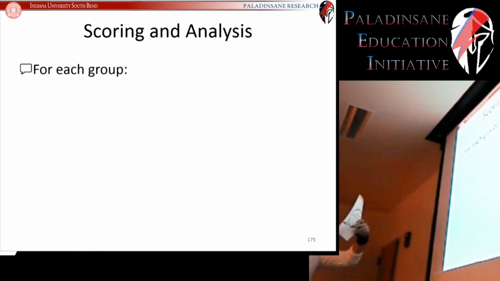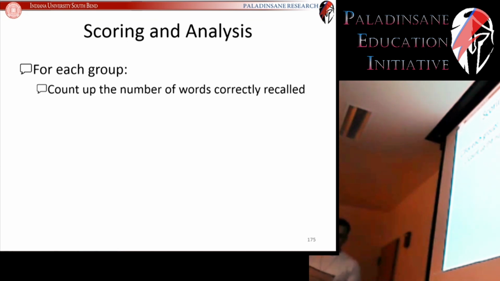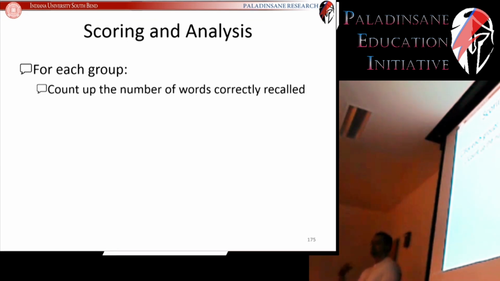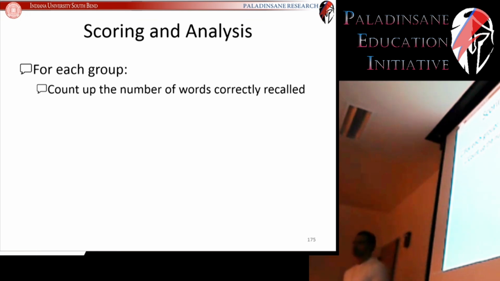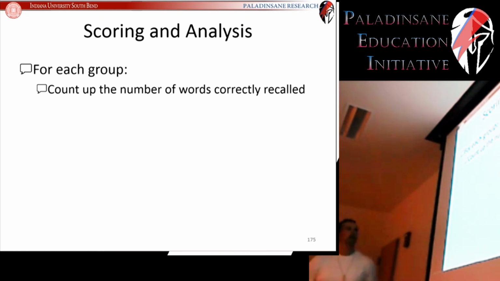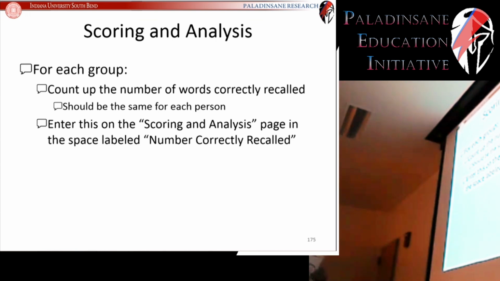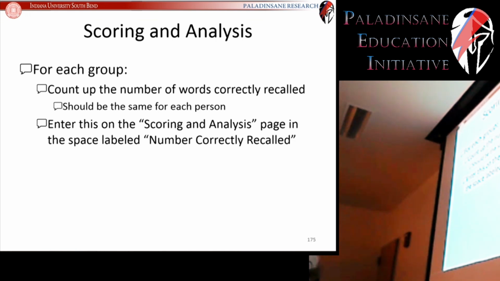All right, so then we get to the meat of the actual results that we have. So for each group, what we're going to do is we're going to now go through our lists. And I'm going to ask you to count up the number of words that you correctly recalled. So I'm going to put up a list in just a moment. And I just want you to go through that and basically grade your responses. Put a check mark next to each one that is correct. So you're going to count up the words correctly recalled. And then what you're going to do is you're going to enter that on the scoring and analysis page in the space labeled number correctly recalled. So you'll see that little line right there. That's where you put in the number that you correctly recall.